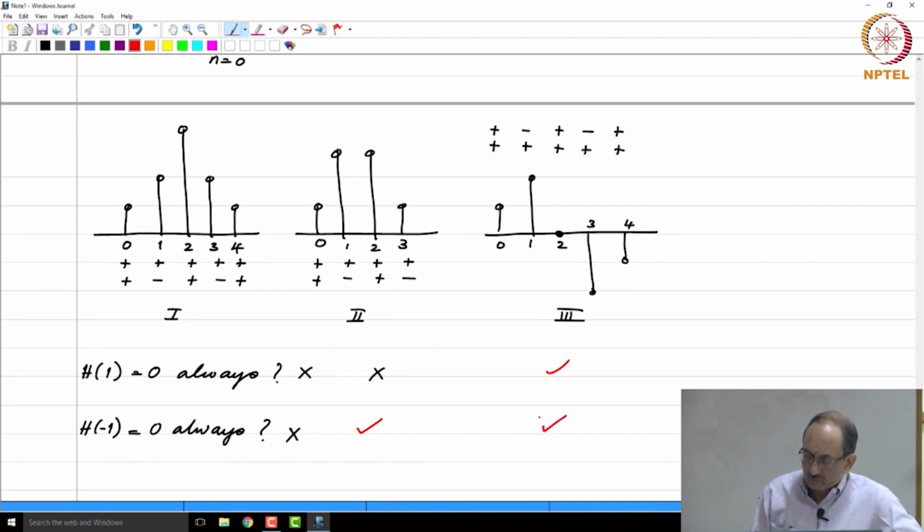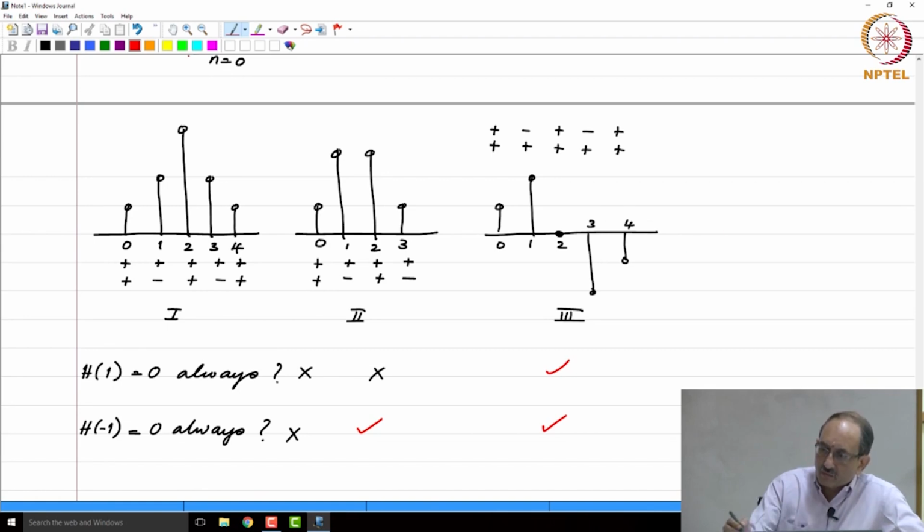Yes. Therefore, for type 3 you have constrained the zeros both at z equal to plus 1 and z equal to minus 1, and immediately you can see that 1 plus z inverse times 1 minus z inverse will be a factor of H of z.